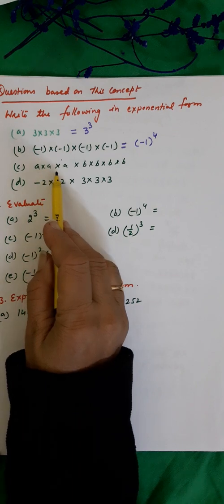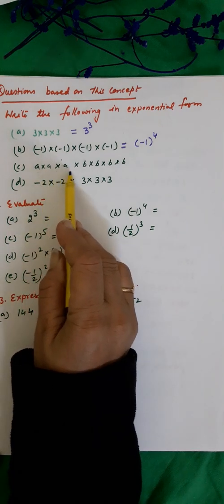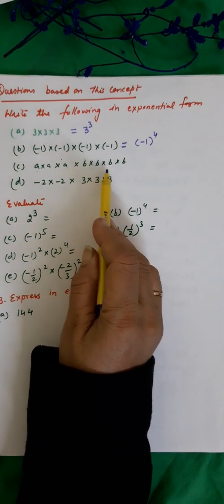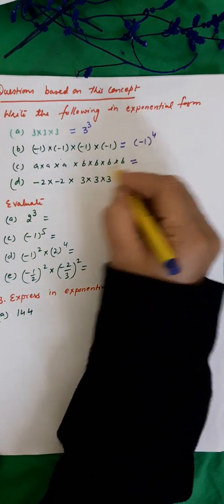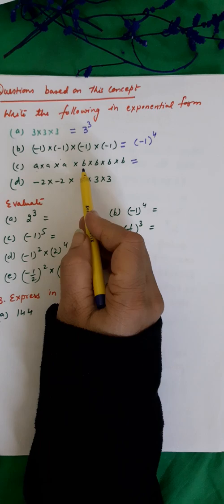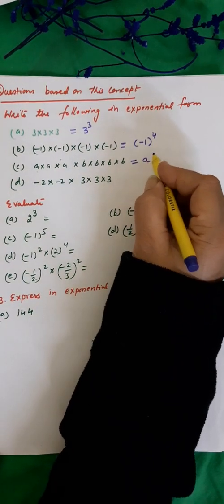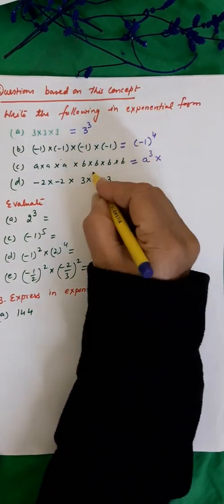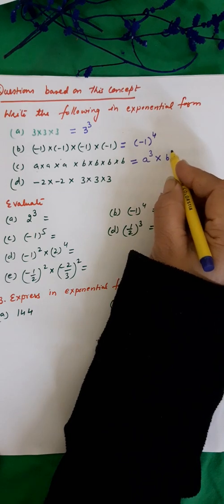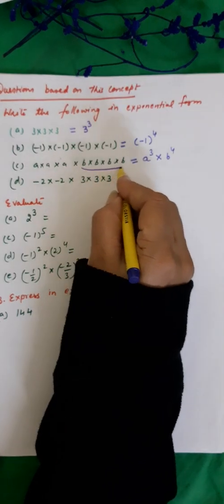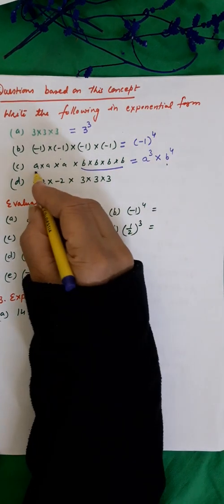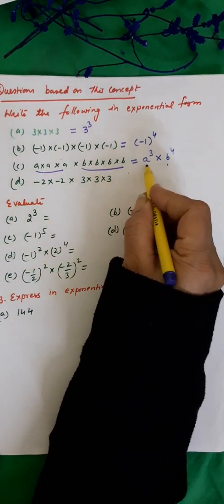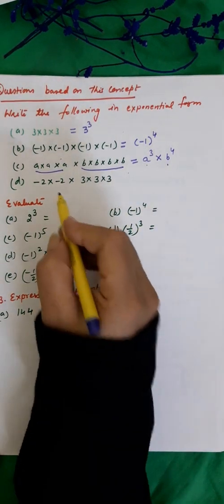A into A into A, and B into B into B into B. So this can be written as, definitely I cannot combine A and B, so I will write A raised to the power 3 into B raised to the power 4. These B's will be clubbed and written as B raised to the power 4. A's will be clubbed and written as A raised to the power 3.